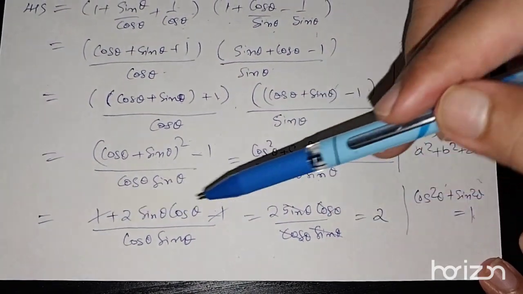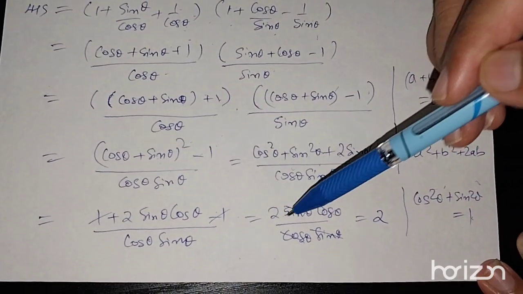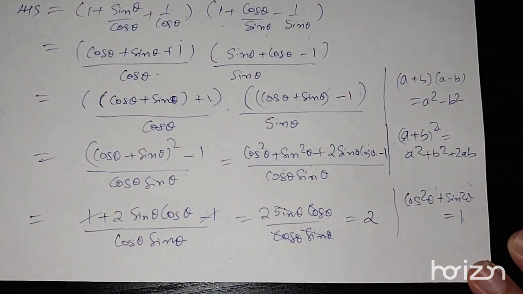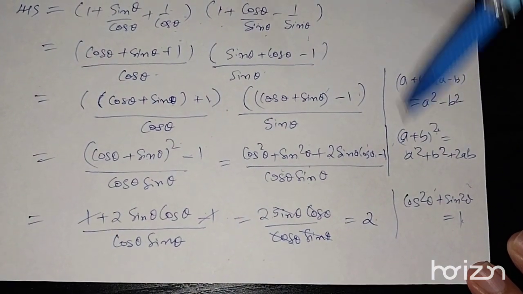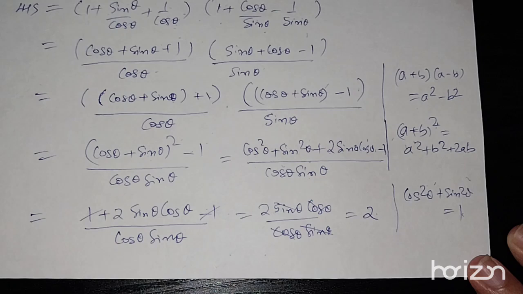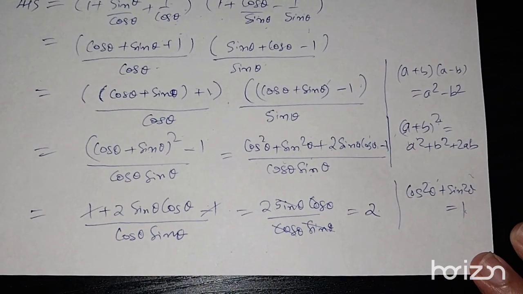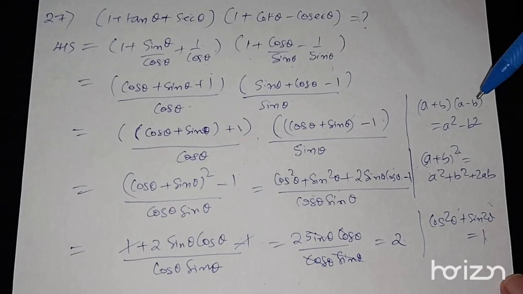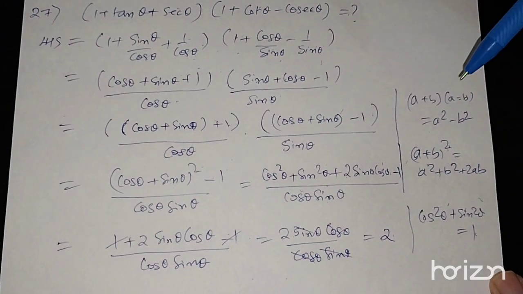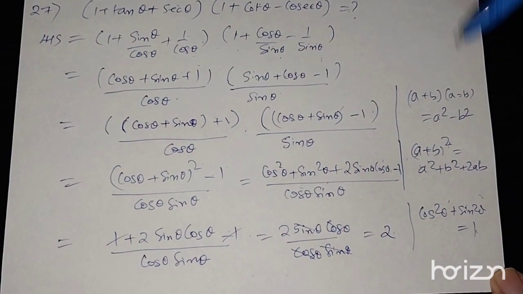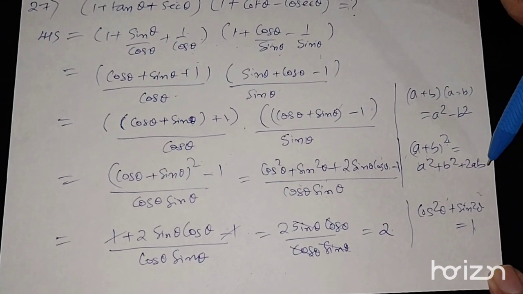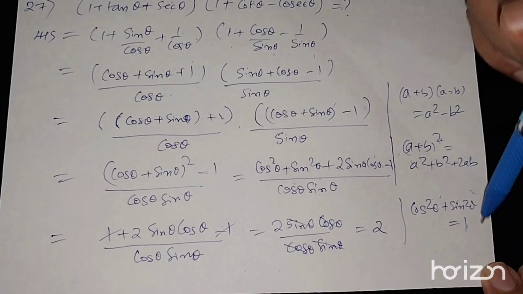Now this plus 1 and minus 1 will get cancelled, leaving us with 2 sine theta cos theta divided by cos theta sine theta. Finally, we will end up getting 2. Okay. So that is the value of this expression. Again, the trick of replacing everything with cos theta and sine theta was used along with these formulae. A plus b into a minus b is equal to a squared minus b squared. A plus b whole squared is equal to a squared plus b squared plus 2ab. And cos squared theta plus sine squared theta is 1.